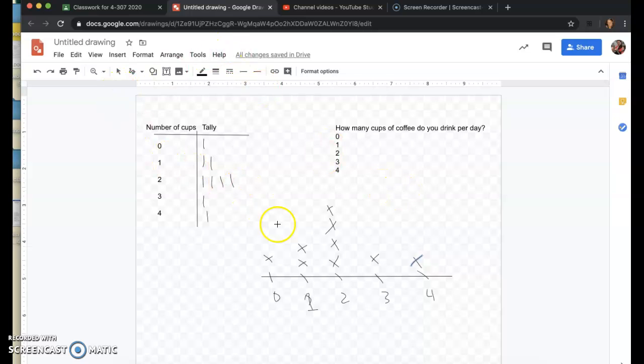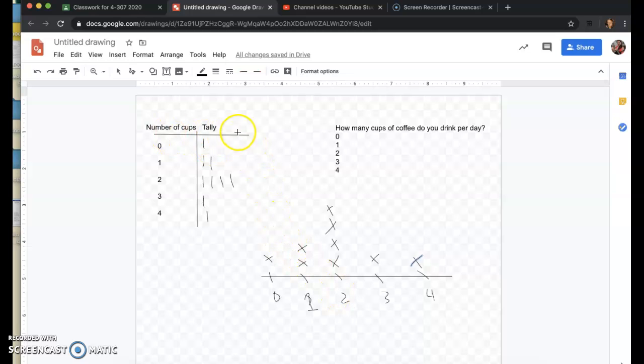So your job is to do what I just did. This was my question, these were my options. Then I made the tally, and then I did the line plot. Take a look at the line plot. There's 1 tally here, 1 X above 0. There's 2 tallies here, 2 X's above 1. There's 4 tallies here, 4 X's above 2. Yours should look very similar to mine, all right?